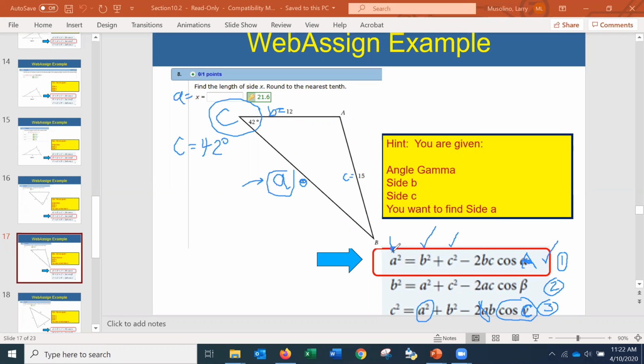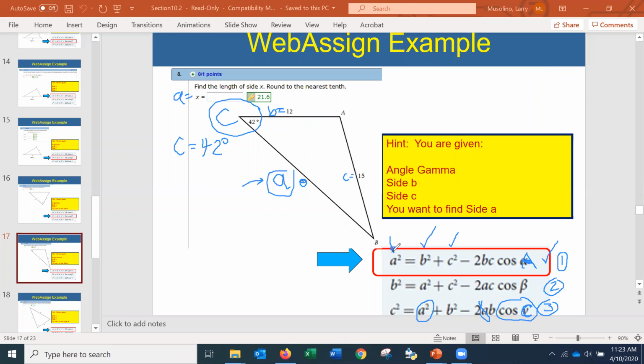Does anyone have a suggestion on how I could figure out either angle A or angle B given this triangle? Okay, if you have a brief description, I know.